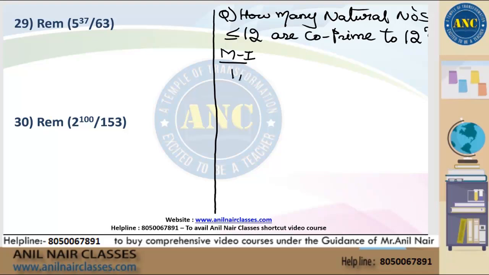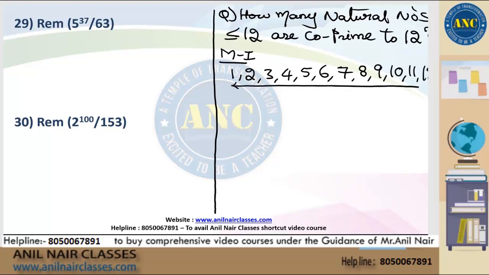What are all the natural numbers less than or equivalent to 12? 1, 2, 3, 4, 5, 6, 7, 8, 9, 10, 11, 12. These are all the numbers which are less than or equivalent to 12. Natural numbers co-prime to 12. Co-prime means HCF should be 1.